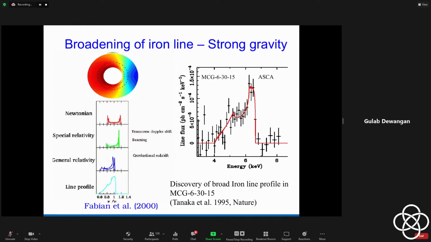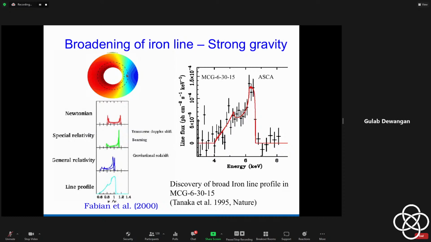So let's imagine this is our accretion disk, and there are two rings in the accretion disk. Let's say these two rings are emitting line photons. Because the disk is rotating, if you just apply Newtonian physics, you see in the rest frame it will be like a delta function. But because of the rotation, the observer will see a double horn kind of profile.